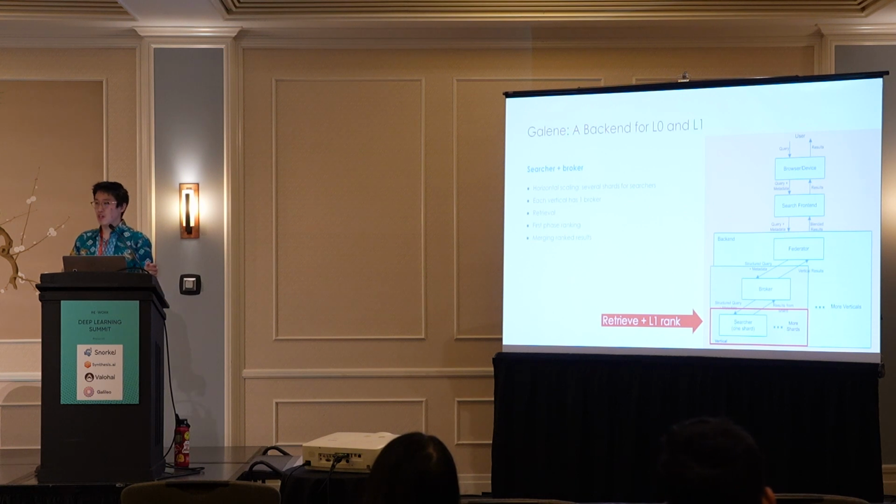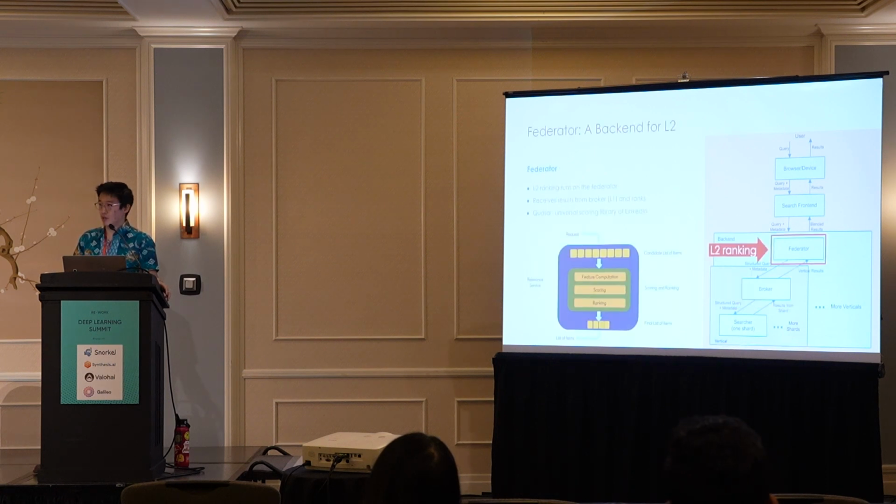Giving you a visual on this, the L1 ranking happens over here. So we retrieve documents across our different searcher shards, and we score those documents all in parallel, and we merge those results in the broker, and those merged L1 results get sent to L2. So the L2 ranking happens in the federator, and for example, one of the things that we use here is this library within LinkedIn called Quasar, which helps manage the pre and post processing of some of the features and the scores.